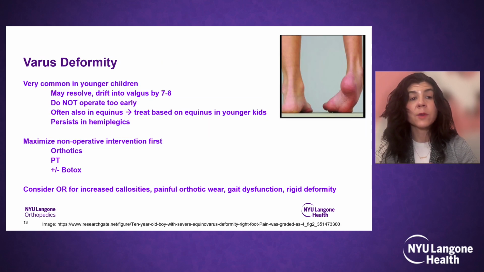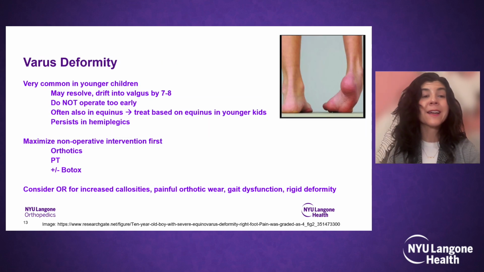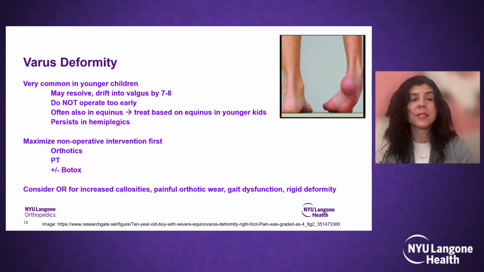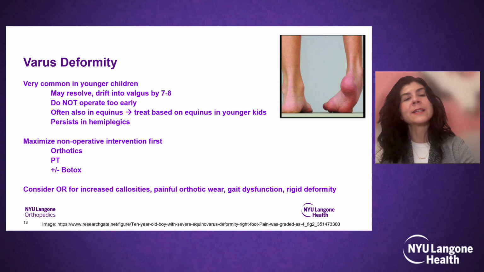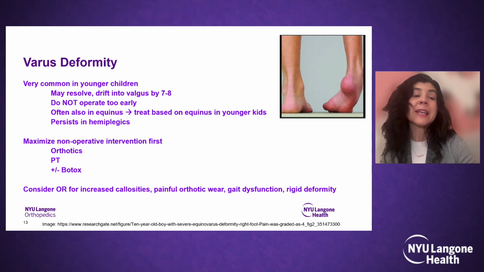Let's move on to varus. We heard an excellent talk from Dr. LaTrenta, and this is really common in younger children with CP. This tends to resolve, especially in diplegics, and they can drift into valgus by age 7 to 8. And this is why I always caution not to operate too early. They also tend to have an equinus, and so in the young patients, you really want to treat based on the equinus algorithm that we discussed. But in hemiplegics, it does tend to persist.